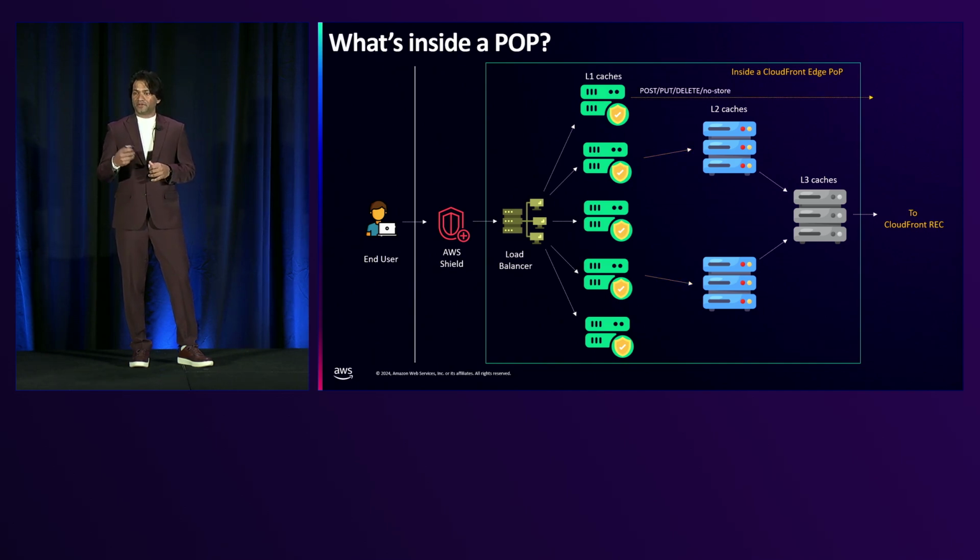And now if CloudFront sees a request that we know is not in the cache, or if it's a no-store or a POST request, then L1 can go straight to the origin because it knows that L2 and L3 do not have that object.